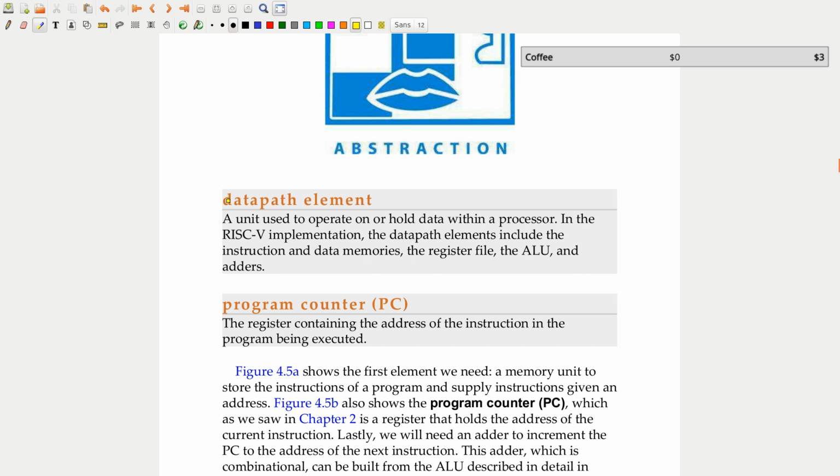And so what do we consider a data path element? This is just a unit used to operate on or hold data, so it operates on or holds data within a processor. In the RISC-V implementation, these are going to be things like the instruction and data memories. These both hold data. The register file also holds data. And then the ALU and adders operate on data. So this is going to make up our data path elements.